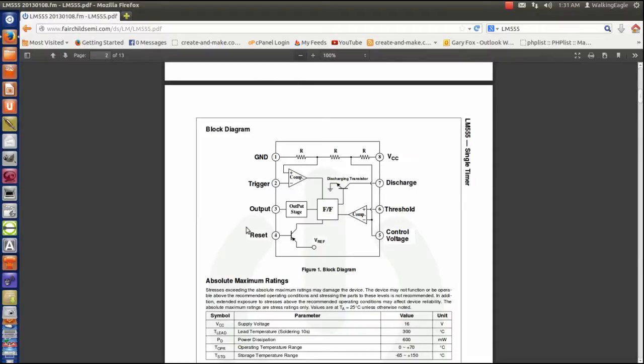So we know reset is an input. Right here we have this thing called discharge, and it's coming off the collector of a transistor. That particular transistor is NPN. So when this transistor turns on, discharge is going to be pulled low.